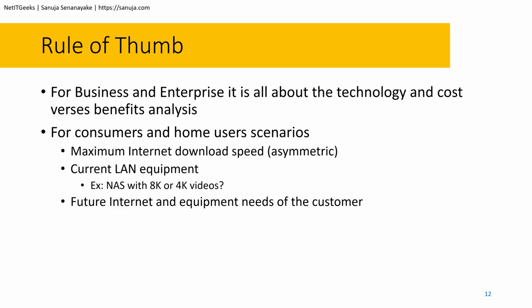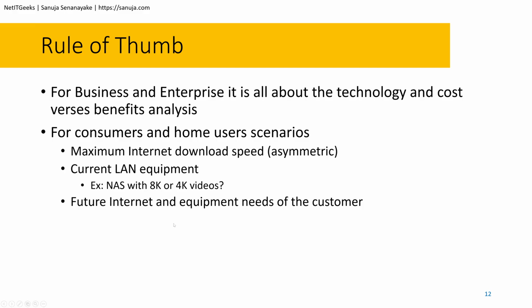You also need to take into account the current local area network equipment. For example, if your home user or small business user has network attached storage with 8K or 4K videos, or very large engineering CAD files on a NAS, make sure that you put at least Cat5e cables within the building, and think about putting in Cat6 cables at that point. Because the internal network connection is going to be much faster than the internet connection, and your user will use it, because 8K streaming from a NAS will use the entire bandwidth if given the opportunity. So keep that in mind.